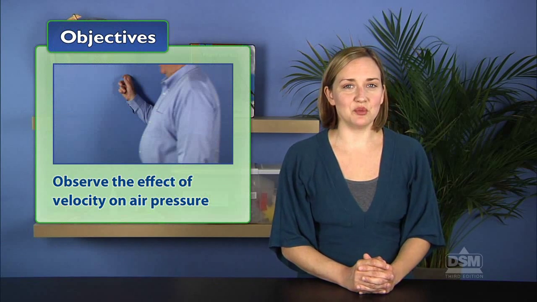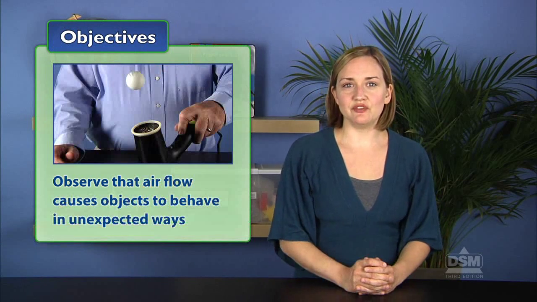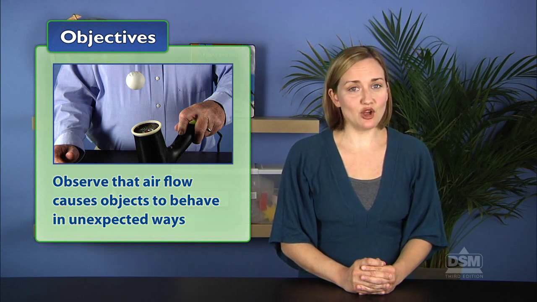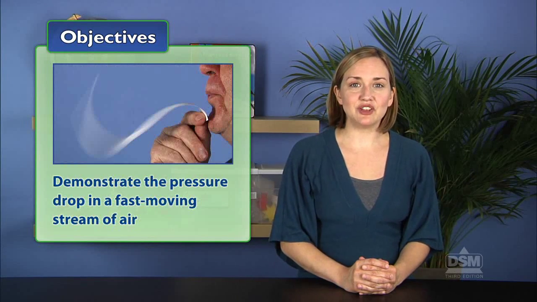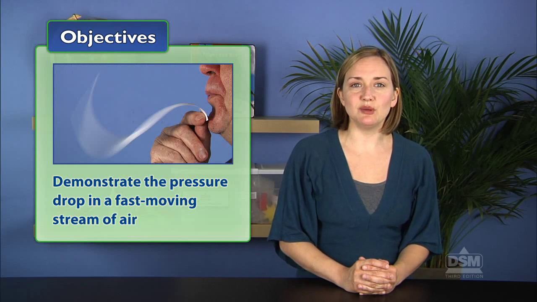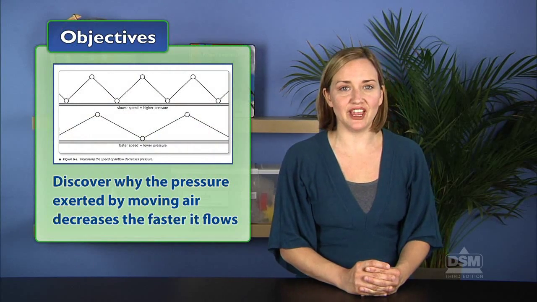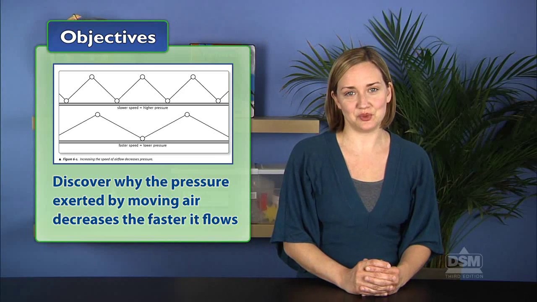In Activity 6, Bernoulli's principle, students observe the effect of velocity on air pressure. They first observe that air flowing around objects may cause the objects to behave in unexpected ways. Then they demonstrate the pressure drop in a fast-moving stream of air, and finally, students discover why the pressure exerted by moving air decreases the faster it flows.